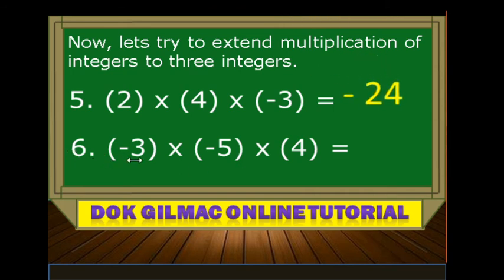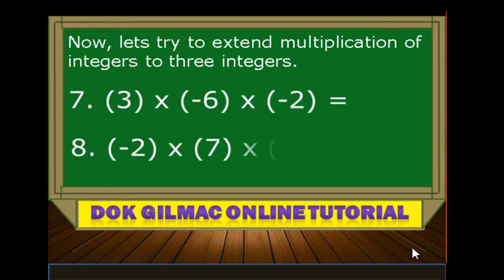Then number 6, negative 3 times negative 5 times 4. These two here, negative 3 and negative 5, are both negative, so their product is positive 15. Positive 15 times 4 is simply equal to positive 60. Okay, so take note of that.